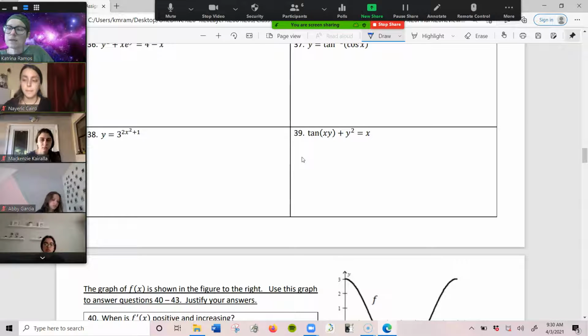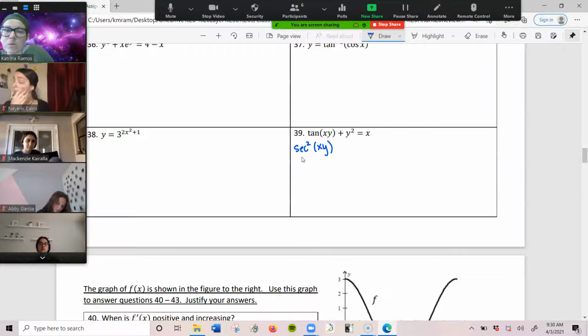If we have tangent or any trig function, that is a chain rule, right? Because you have to take the derivative first of the trigonometric function, and then you multiply that by the derivative of the angle. So what is the derivative of tangent? Does anybody remember? Secant squared, that's right. So this would be secant squared. And remember, we leave the angle alone, so it's xy. Now we multiply this secant squared with the derivative of the angle.